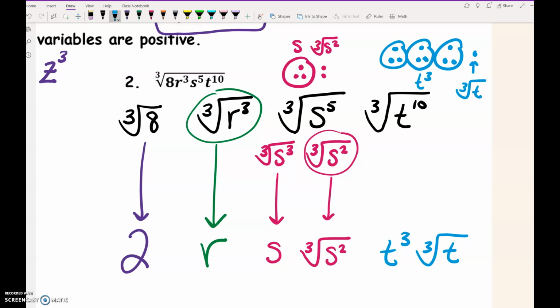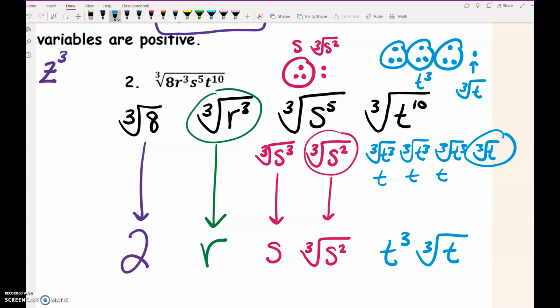You could also say, this is the third root of t to the third, third root of t to the third, third root of t to the third, third root of t. That's 3, 6, 9, 10 t's. And then this is t, t, t, and that thing. So t cubed, third root of t.